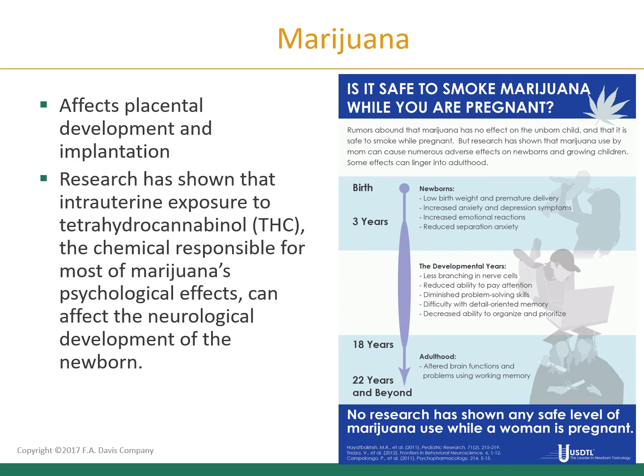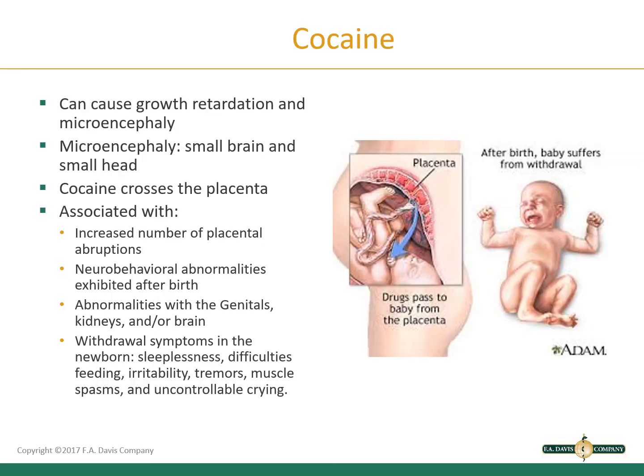Research shows that intrauterine exposure to THC, the chemical responsible for most of marijuana's psychological effects, can affect neurological development of the newborn. Cocaine can cross through the placenta and into the developing baby. It also takes longer for a developing baby or newborn to get cocaine out of their system than it does an adult. Using cocaine during pregnancy can cause serious problems for the baby before and after birth.